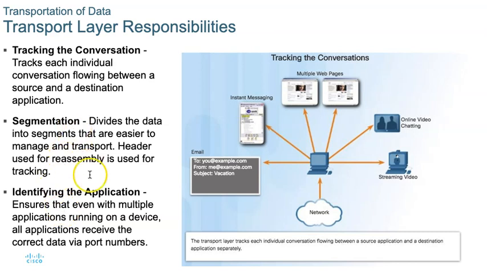Finally, one of the other things that happens at the transport layer is identifying the application. It ensures that even with multiple applications running, all applications receive the correct data via port number. It assigns a port number to every single application. For instance, if you remember, we talked about the network layer, and if you recall, the network layer identifies machines by using IP addresses. We talked about the data link layer. We said the data link layer identifies clients by using MAC addresses. Well, the transport layer uses a port number. For instance, as you can see, HTTP uses port 80, SSH uses port 22, and so on. So it is the transport layer that assigns a port number to every single application. As a matter of fact, no two applications in TCP/IP use the same port number.